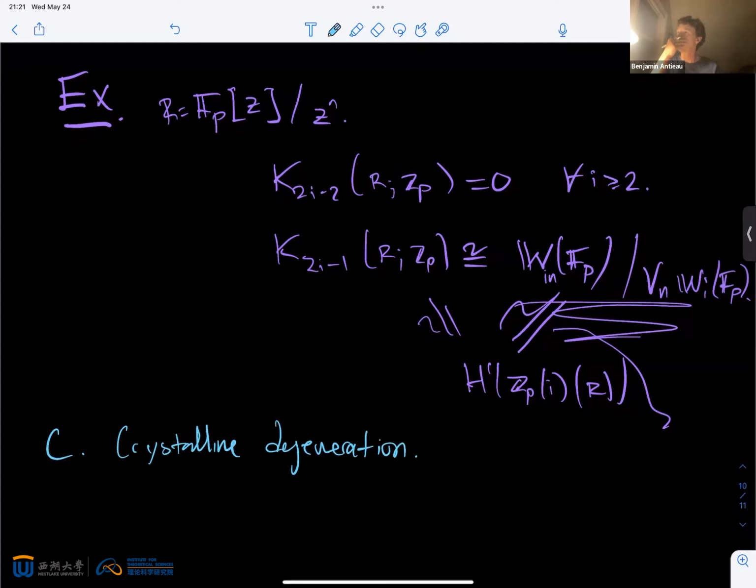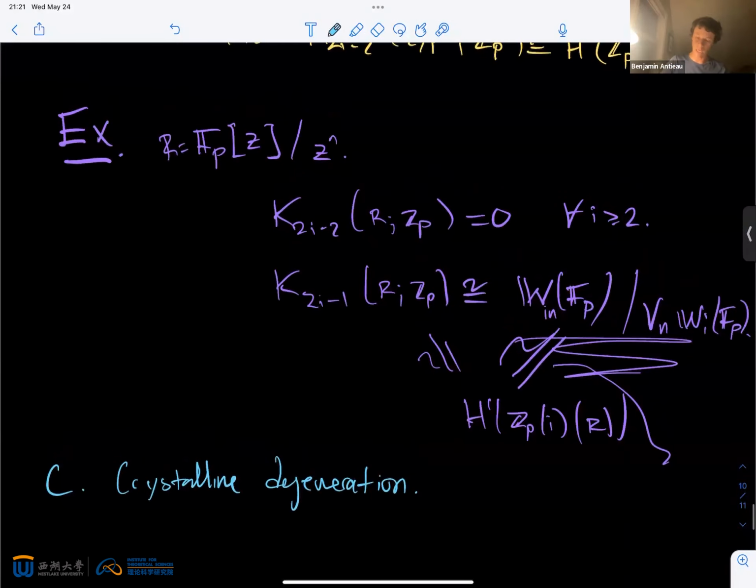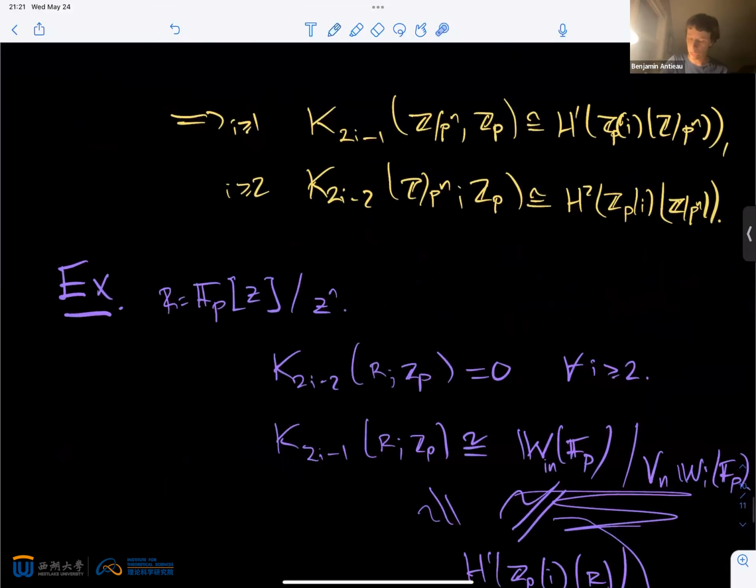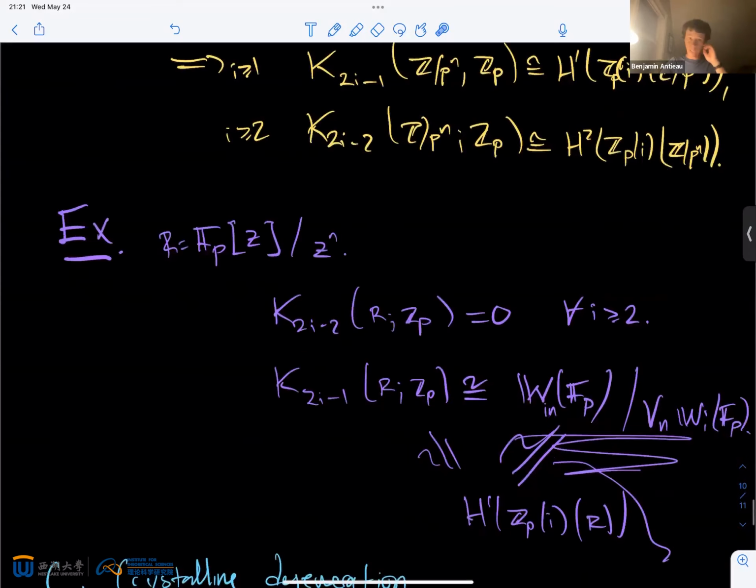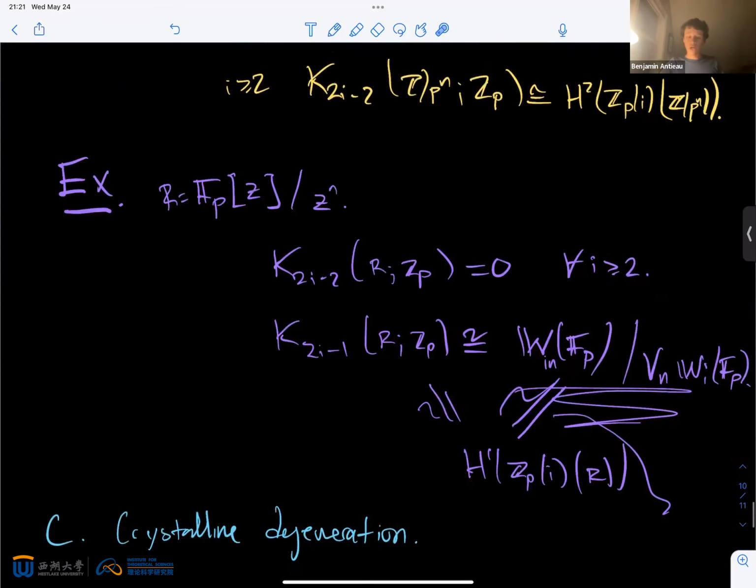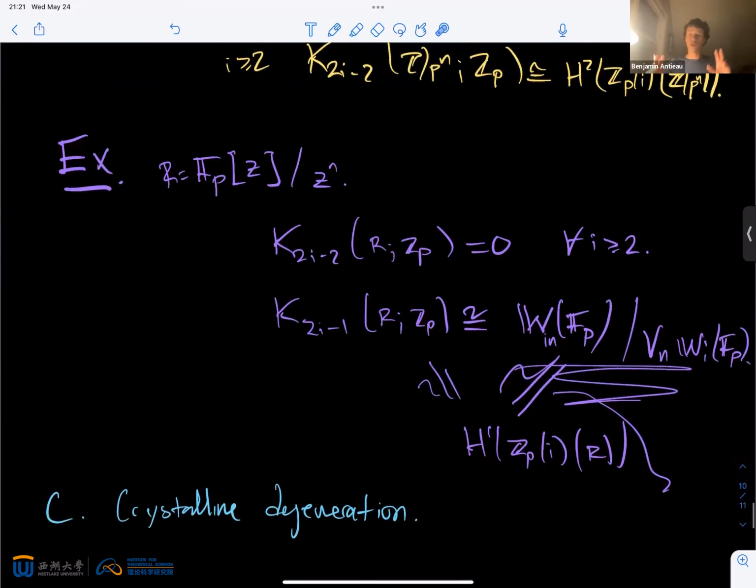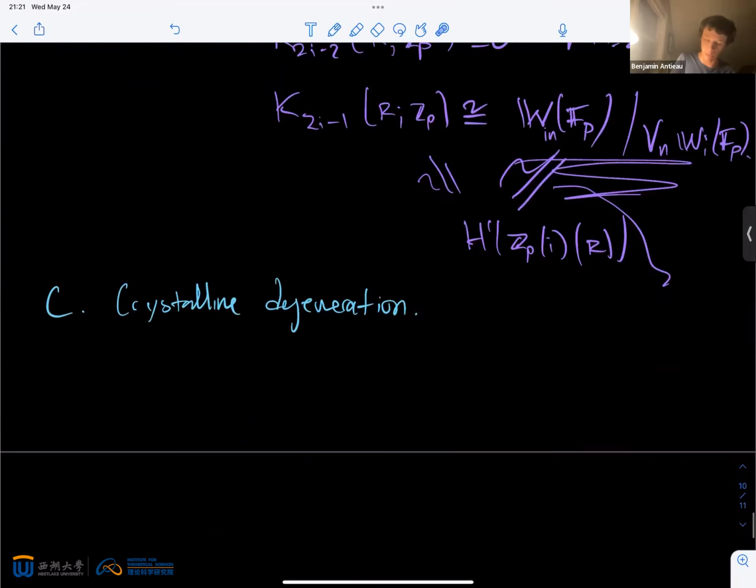Which we want to compute, the syntomic cohomology now of these rings Z mod p^n. And we don't know how to do it, but we can make some coarse observations about how it must look by comparing to what happens when we do this crystalline degeneration. So here's what I mean by that.